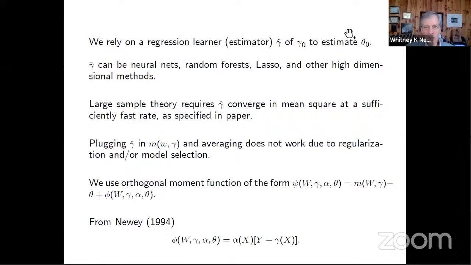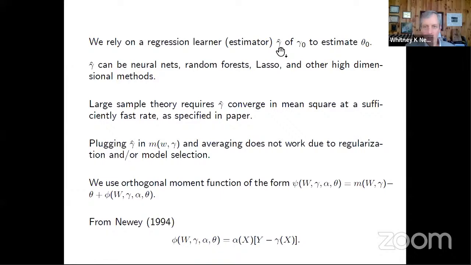So now let's talk about estimation of what we're going to do here. We need an orthogonal moment function to do debiased machine learning. So the next thing we do is write down what the orthogonal moment function is. We're going to rely on a regression learner, gamma hat, to estimate gamma naught. We're now going back to the general setting where the parameter of interest is the expectation of some function of the regression.